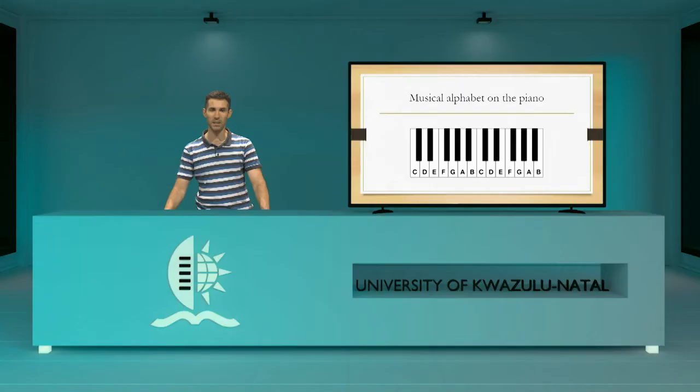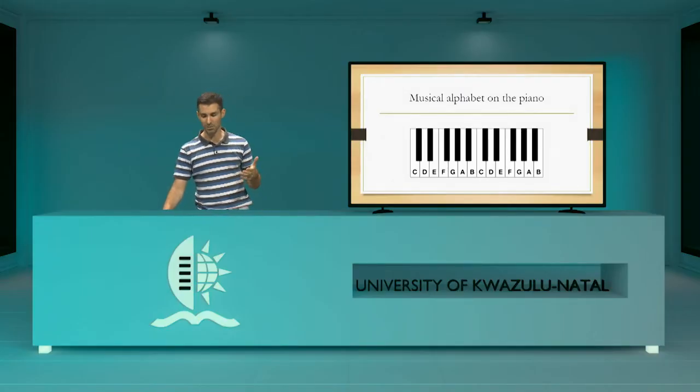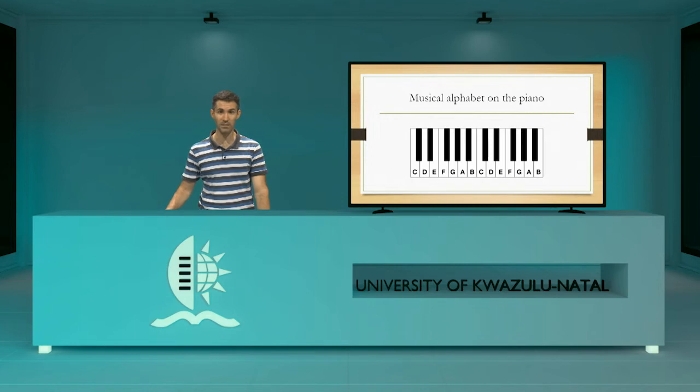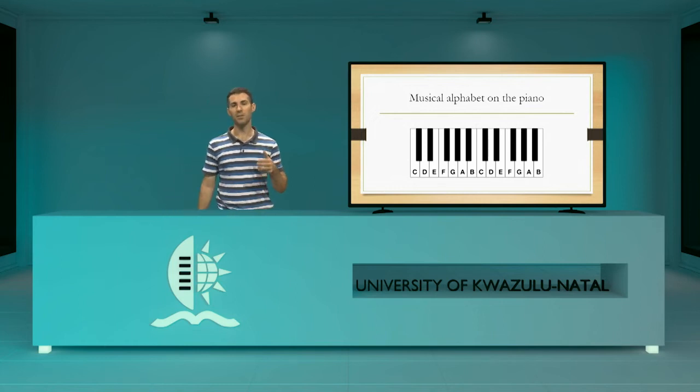Now let's go back to that musical alphabet on the piano. Originally I said that we were only dealing with the white notes. But there are black notes as well, and you'll see if you look at the slide carefully that the black notes come in patterns. They're patterns of 2 and 3 and 2 and 3. We can use these patterns to determine where the notes are on the keyboard.